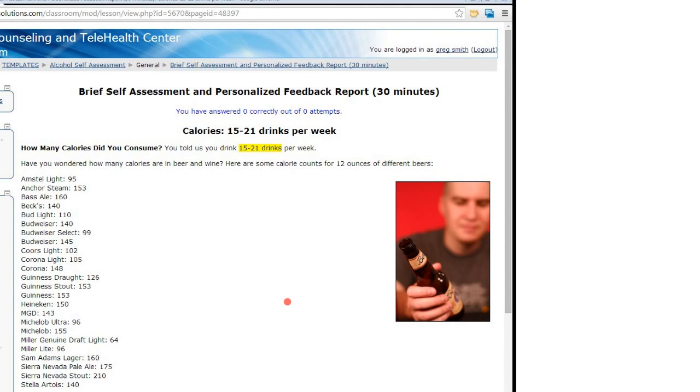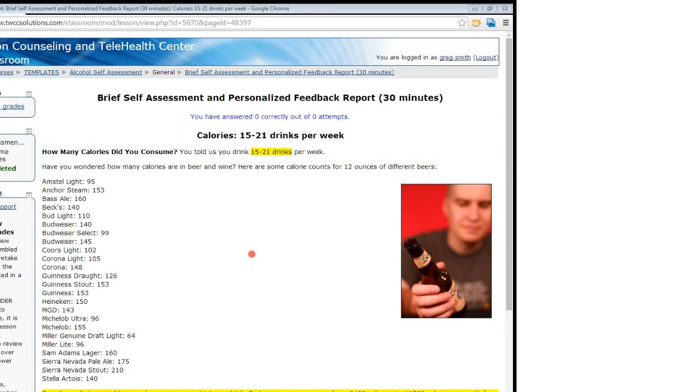Did you realize that beer has calories? And vodka does as well, depending on what you drink. We've tried to cover as many brands as possible, and I sometimes refer to this when I'm out golfing.